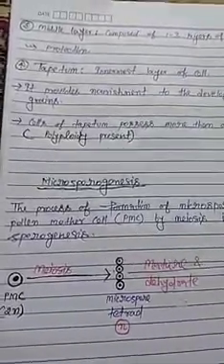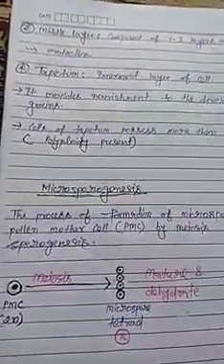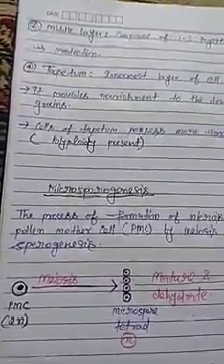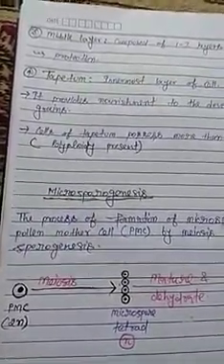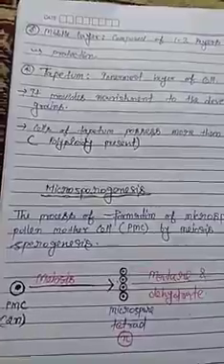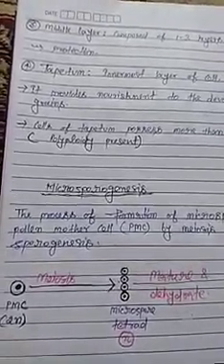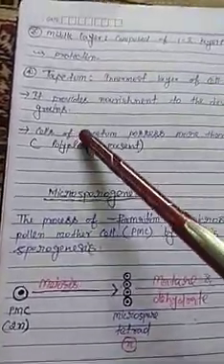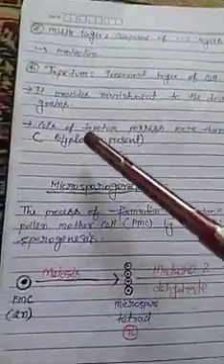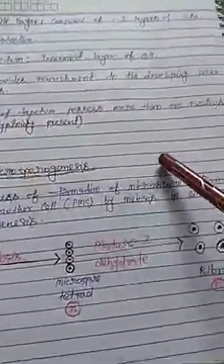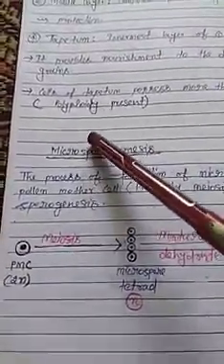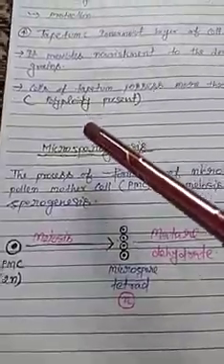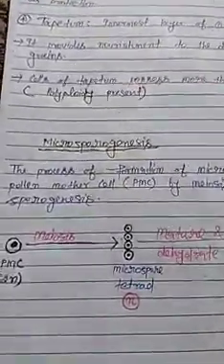The very important function of the tapetum: if a question is given, which of the following layers provides nourishment to the developing pollen grain, the correct answer is tapetum. Tapetum provides nourishment to the pollen grain, and the cells of tapetum possess more than one nucleus. This condition is called polyploidy. So polyploidy is present in the tapetum.